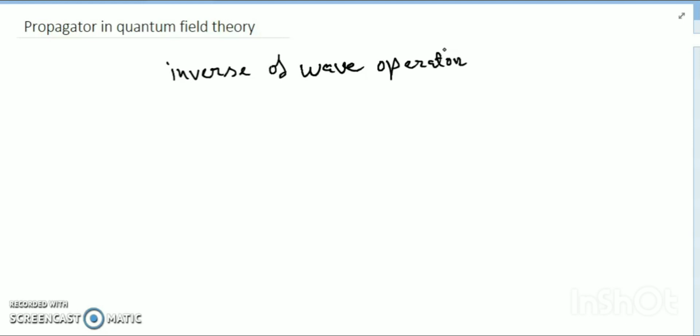Non-relativistic propagator. In non-relativistic quantum mechanics, the propagator gives the probability amplitude for the particle to travel from one spatial point x dash at time t dash to another spatial point x at a time t. Consider a system with Hamiltonian H. So this is the propagator.